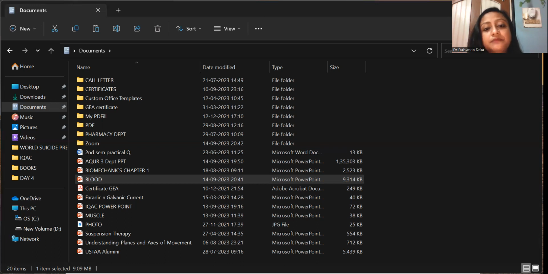Diurnal variation: minimum in the early morning, maximum in the afternoon. You can see the WBC count rises in the afternoon. Exercise: during exercise, as I said, all the activities in our body increase, so the WBC count also increases. Next, we come to sleep. During sleep, the WBC count decreases.